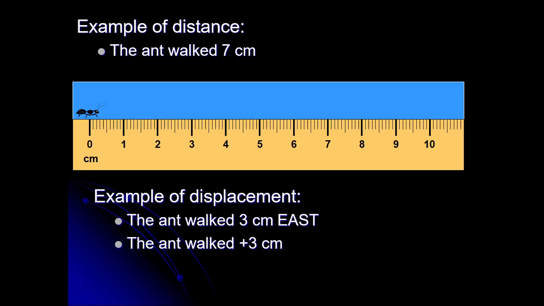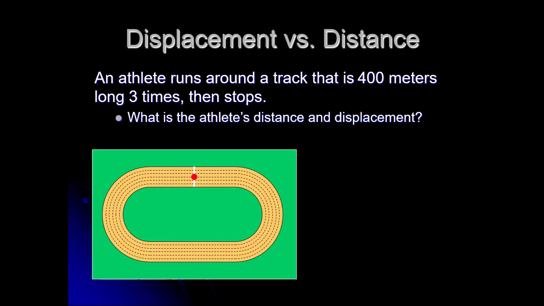So this is where that distance and that displacement kind of really starts to make a difference. Right? Up until now, we've all been in straight lines and everything has been equal. But now, the distance that we traveled is not the same as the displacement. We traveled 7 centimeters, but we only ended up 3 centimeters to the east of where we started.